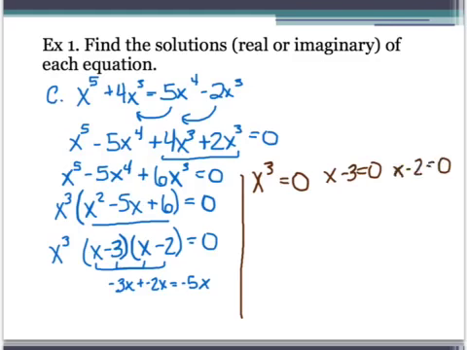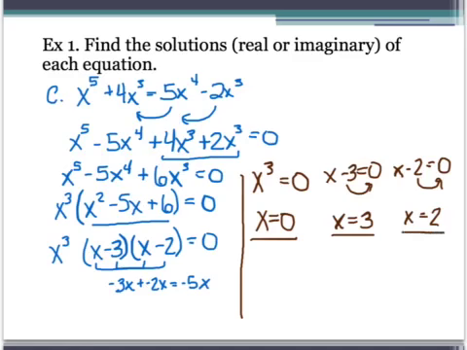Okay, for the first term, or the first equation, x cubed equals 0, what times itself 3 times gives you 0? It has to be 0. Here, when I solve for x, I add 3 over, and then over here I'm going to add 2. So my zeros are x equals 0, x equals 3, and x equals 2.